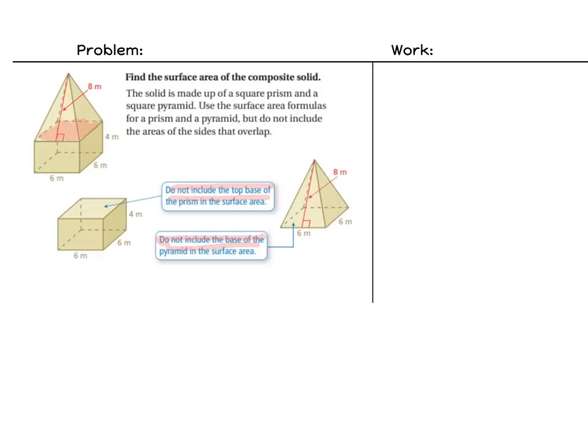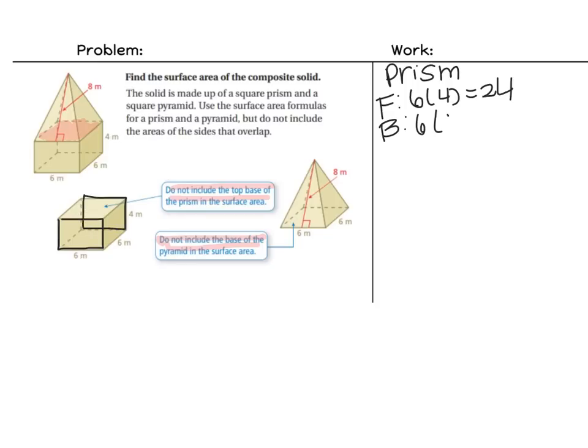So now we're going to look at calculating the surface area of these shapes. I'm going to start with the rectangular prism. And we need the front and the back. So the front of this rectangular prism is 6 by 4. So I'm going to say 6 times 4. That's going to give me 24. Remember, the back is a mirror image, so it's going to be exactly the same. So it's also going to be 6 by 4.